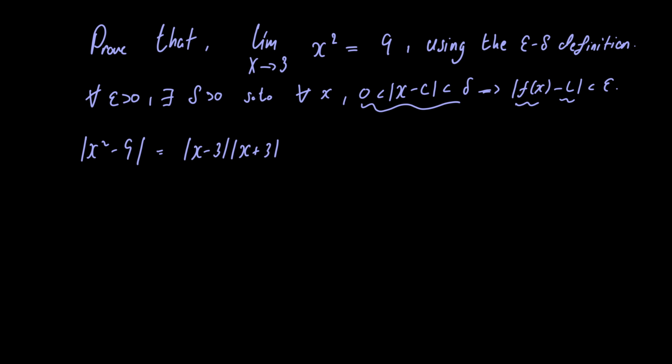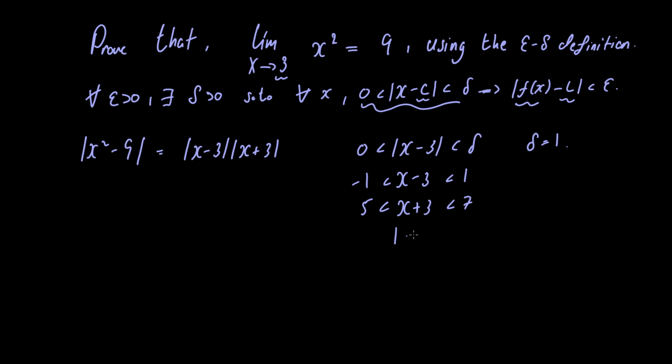Now from this part here we know that the absolute value of x minus 3 is less than delta and greater than 0. The c here is this part here. We need to use this inequality to arrive at an inequality for x plus 3. So we let delta be equal to 1. And then we have x minus 3 is less than 1 and greater than minus 1. So we want to go from x minus 3 to x plus 3. So we add 6 to both sides of the inequality and we have x plus 3 is less than 7 and greater than 5. And finally, the absolute value of x plus 3 is less than 7.